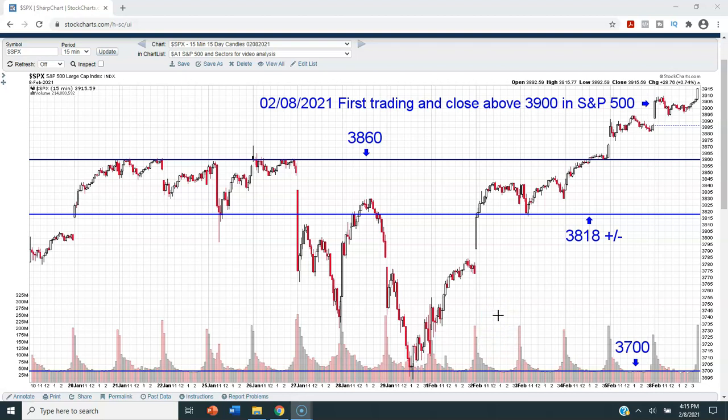Again, it may or may not happen, but just be prepared for it, because at some point we'll get at least a couple of days of pullback in the markets. And as long as we stay above 3860, not a whole lot to worry about. However, if we break this 3860 level, again, 3818 and 3700 would be the areas that I'd be watching.